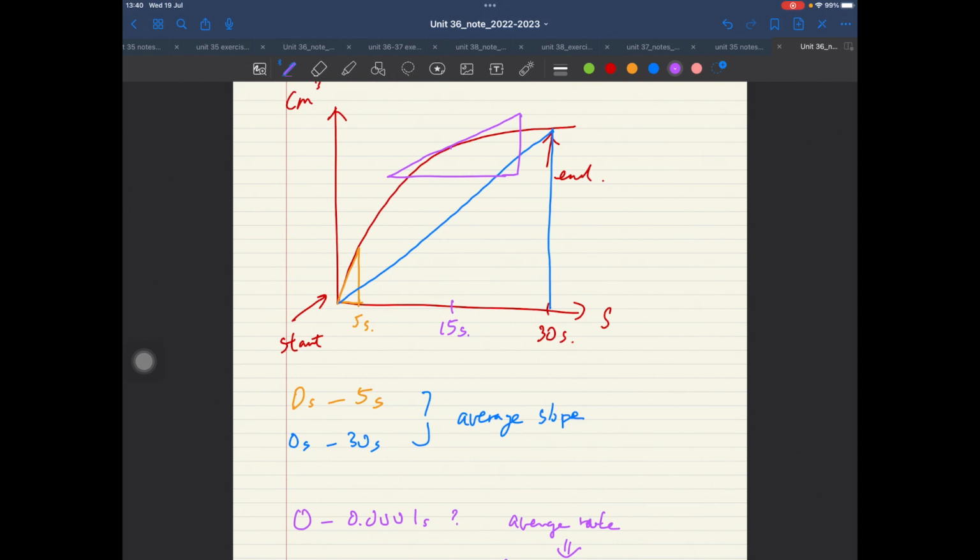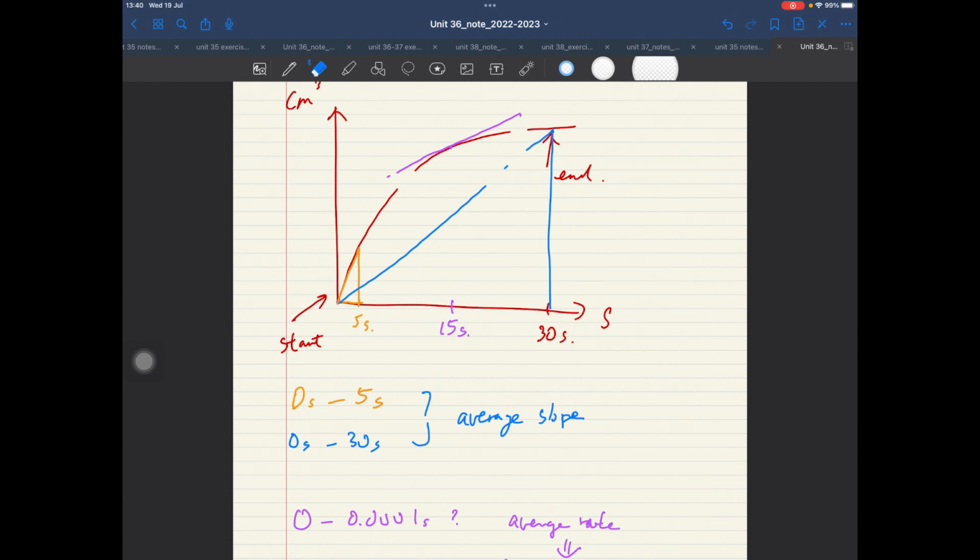So instead, they will provide the slope, right? They will provide the slope like this purple line, and then ask you to calculate the slope. Okay, they provide the tangent and ask you to calculate. This is the instantaneous rate.